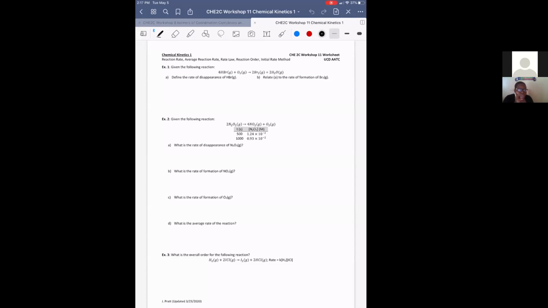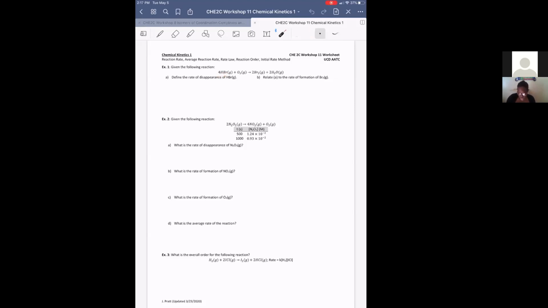So I want to make sure that we get a really good understanding of what's happening and how to interpret these types of questions. We'll go through some examples and we'll talk about reaction rate, average reaction rate, rate law, reaction order, and then determining how we can get an initial rate. So we'll go through all of this today, and we'll start off with looking at the following chemical equation.